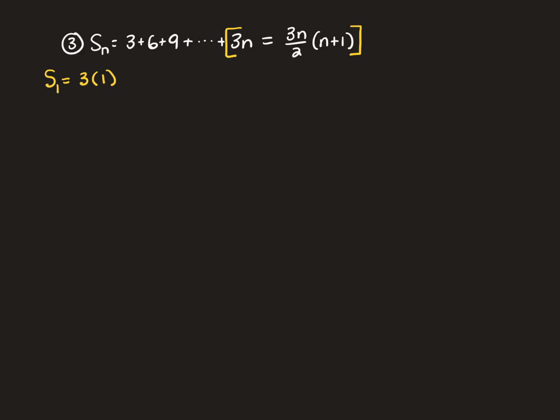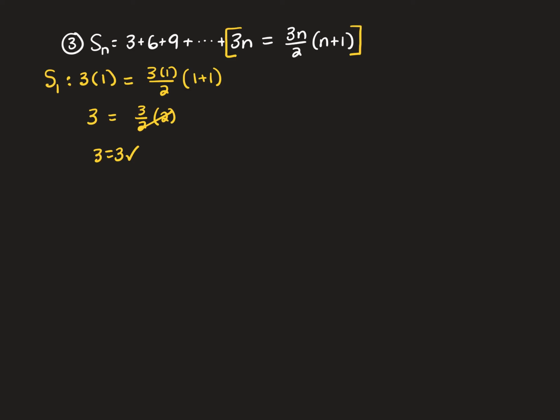Let me fix that again. Use a colon like I have been on the others. 3 times 1 equals, and then I plug in 1 into my formula. So 3 times 1 over 2 times 1 plus 1. And then I just have to show that those two sides are the same. So this is 3. I'm going to have 3 halves times 2, which is a giant 1. So I get 3 equals 3. So what I've done is I've shown that it works for the S sub 1 case.